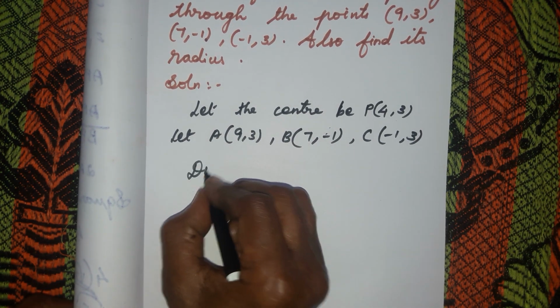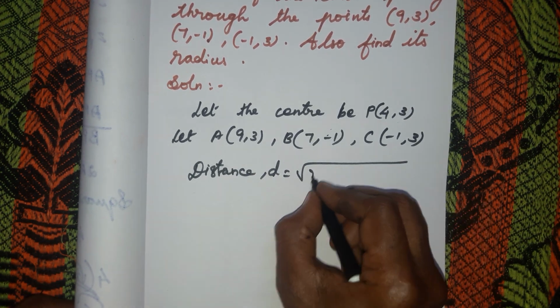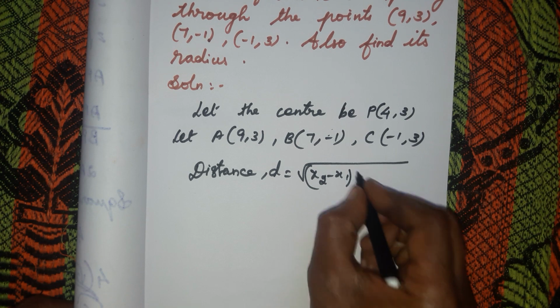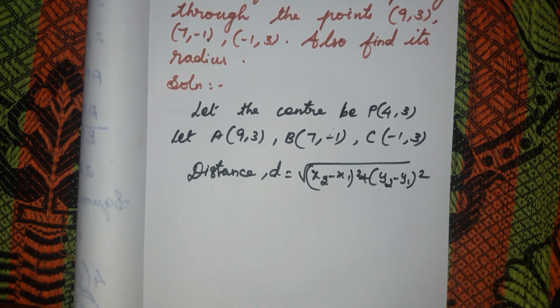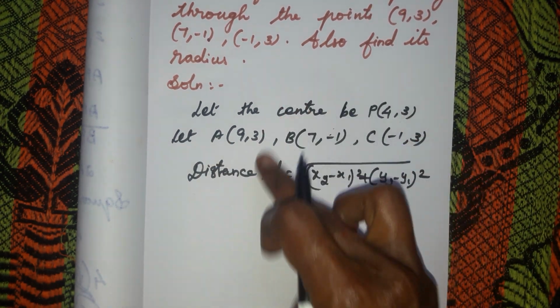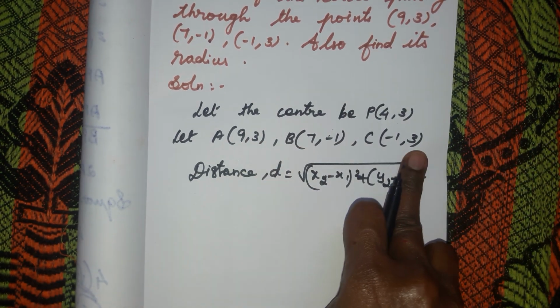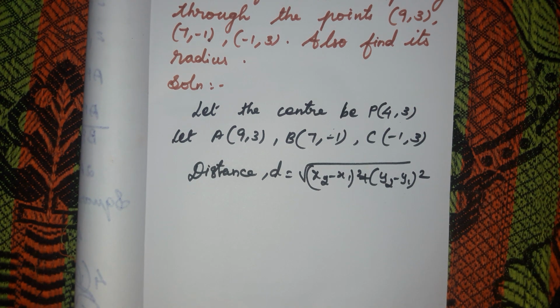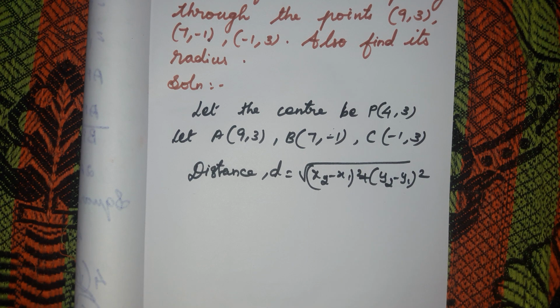We first take the distance formula. What is the distance formula? Distance D is equal to the root of (x2 minus x1) the whole square plus (y2 minus y1) the whole square. Next, what we have to prove is that it is the center. Every point on the circle is on the perimeter, so like that we have to prove it.